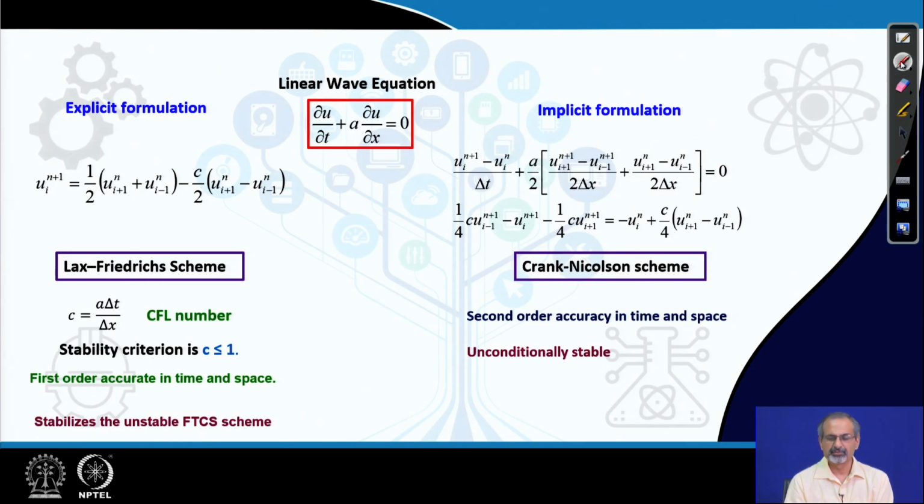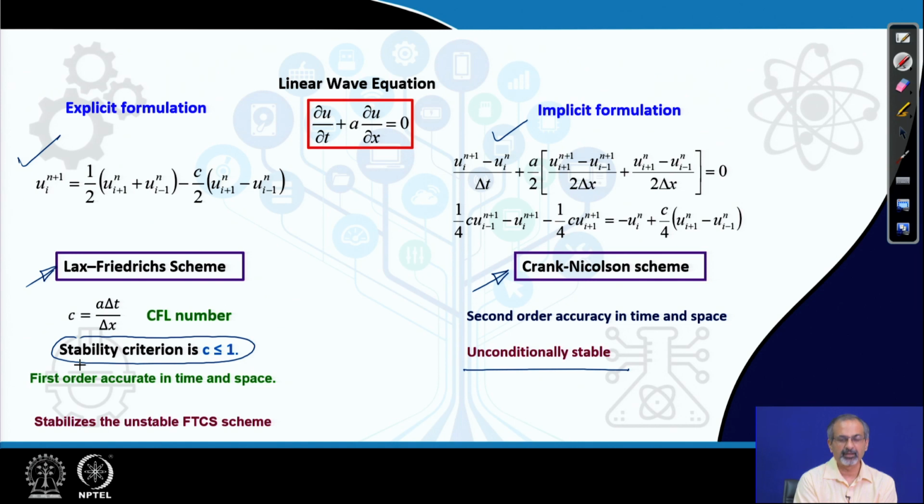Let us look at the linear wave equation. What you notice is, these are the explicit and implicit formats. We are just showing one example each. There are many other possible forms which are left to your exploration. Here we have cited the Lax-Friedrichs scheme for explicit, Crank-Nicolson scheme for implicit. And what you see is that again the implicit scheme is unconditionally stable, while the Lax-Friedrichs scheme has a stability criterion, that the CFL number needs to be less than or equal to 1.